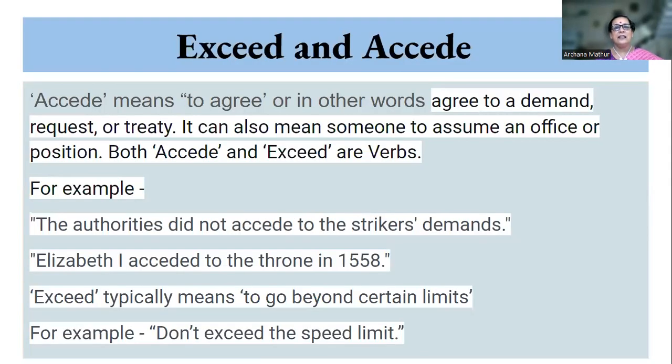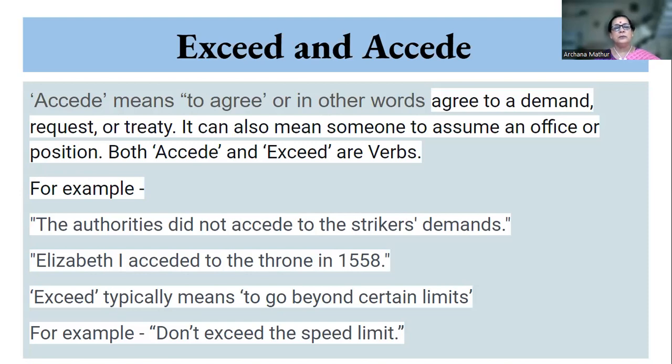Next is exceed and accede. A little bit of difference in pronunciation. So accede means to agree, or in other words, agree to a demand or request or treaty. Like I acceded to somebody's demand or request. Or it can also mean to assume an office or position. That is, he acceded the throne, right?